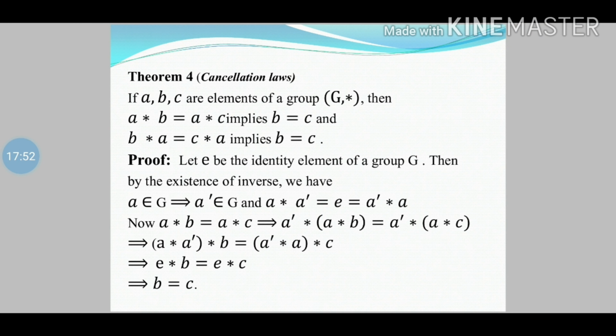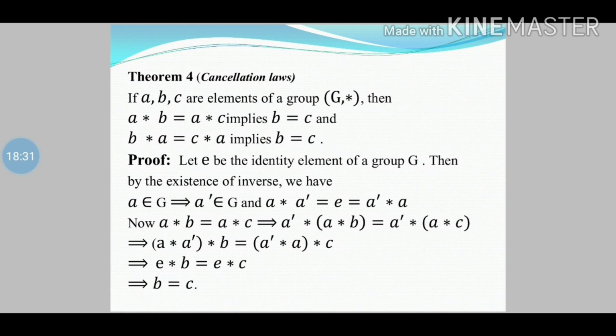Fourth theorem is cancellation laws. If we consider three elements A, B, C in a group G, then the left cancellation and right cancellation will hold. That is, A star B is equal to A star C implies B is equal to C, and B star A is equal to C star A implies B is equal to C. Let E be the identity element of the group G. Then by the existence of inverse we have A belongs to G implies its inverse also belongs to G, and A star A inverse is equal to identity is equal to A inverse star A.